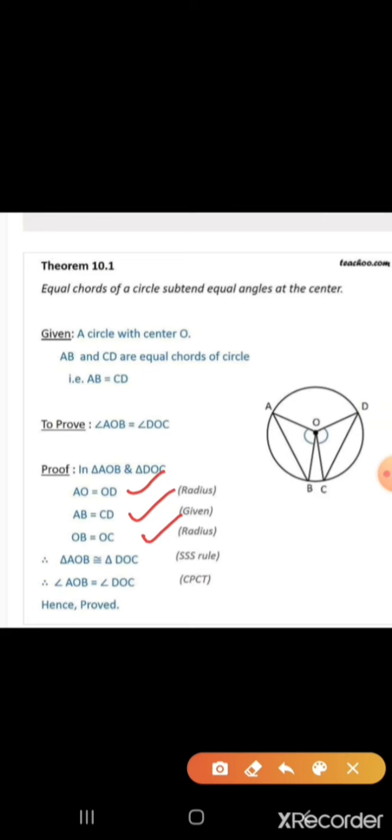Then from these three conditions we can say that the two triangles are congruent. Triangle AOB and triangle DOC are congruent by the rule SSS. And lastly, angle AOB equals angle DOC, and the reason for that is CPCT. So this is what we were supposed to prove, AOB equals DOC, and that we proved. This is the first theorem. You are supposed to write this theorem with proof in your notebook.